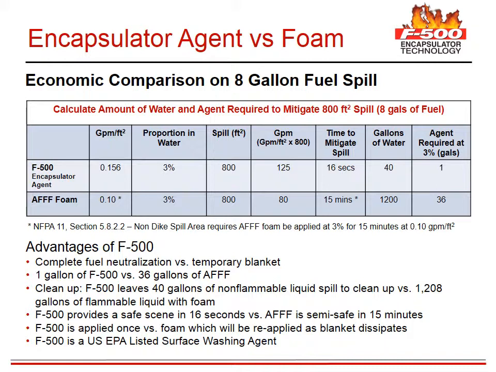In the table, we want to mitigate an 800 square foot spill. We can estimate the 800 square foot spill resulted from 8 gallons of fuel. To encapsulate 8 gallons of hydrocarbon for a spill, you need 1 gallon of F500 and 40 gallons of water. NFPA says foam must be applied for 15 minutes, whereas F500 will take only 16 seconds.